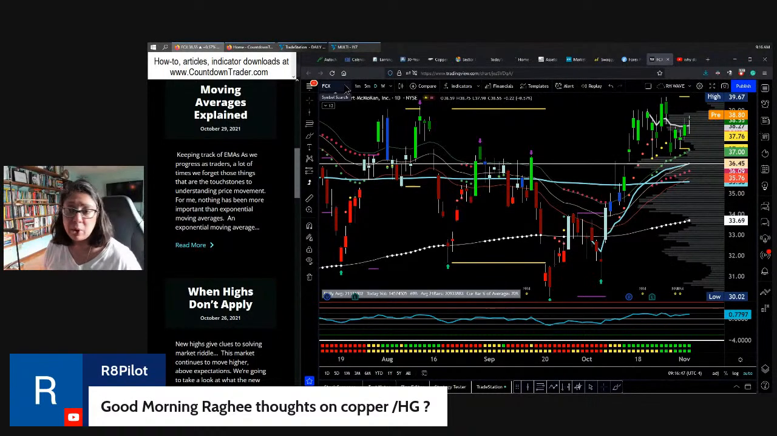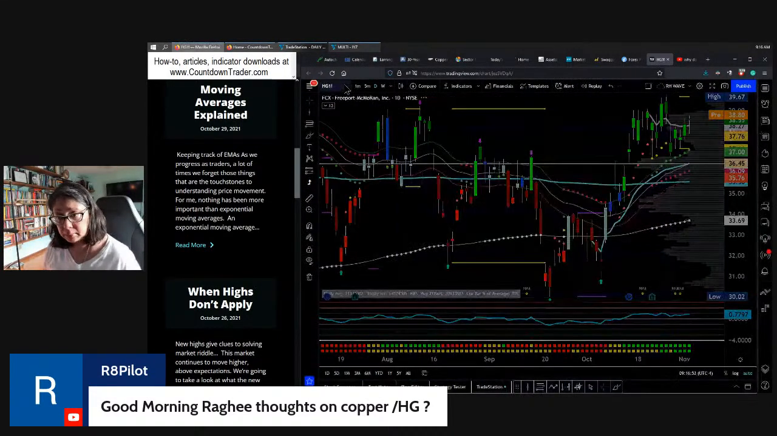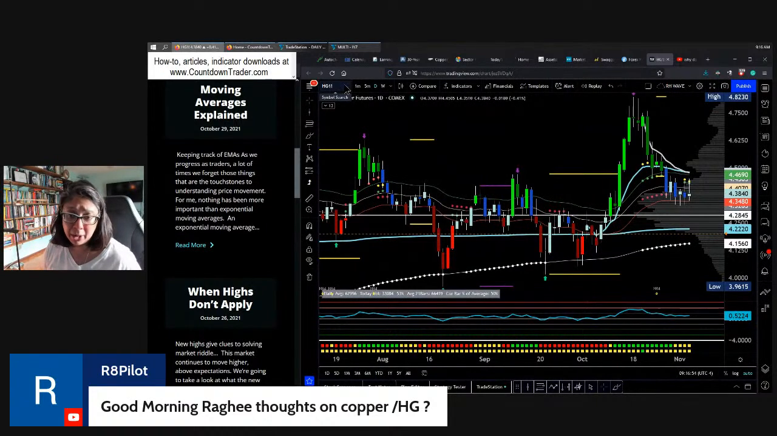Looks really good. 21 EMA lit up. And so I like them both. I like them long, but they're not of equal quality. But I do like the long side of copper. Those are my thoughts. Do I have a great setup? Probably don't. Just look at some of the candle bodies and lows.